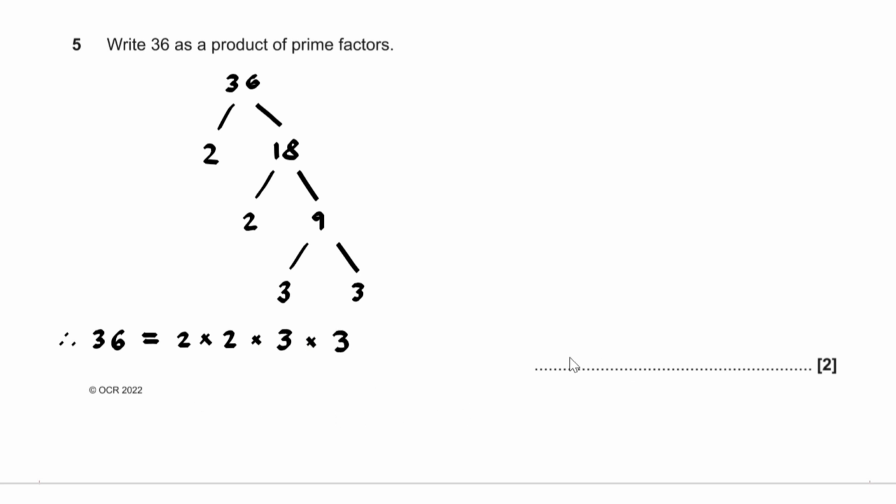In other words, we have 2 squared, that's 2 times 2, multiplied by 3 squared. We have written 36 as the product of its prime factors.